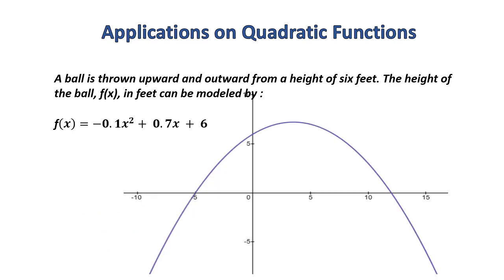Now this is the graph. This is my ball, that's my maximum height at 7.225, and it hits the ground at 12.